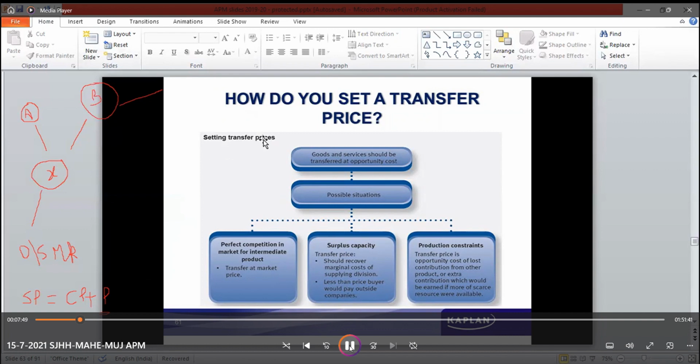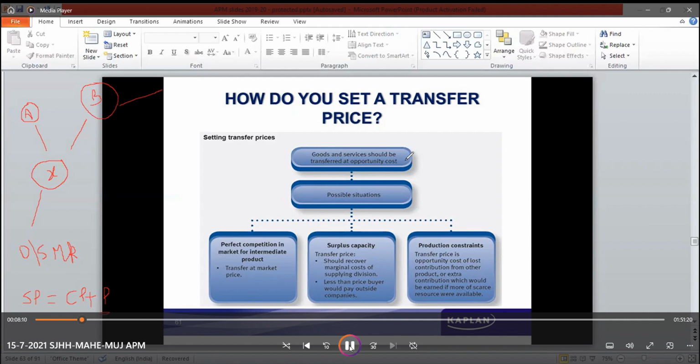Now, setting the transfer prices. Goods and services should be transferred at opportunity cost. Possible situations are: first situation, perfect competition in the market for the intermediate product. So, if there is perfect competition, what does it indicate? There are many sellers, there are many buyers.